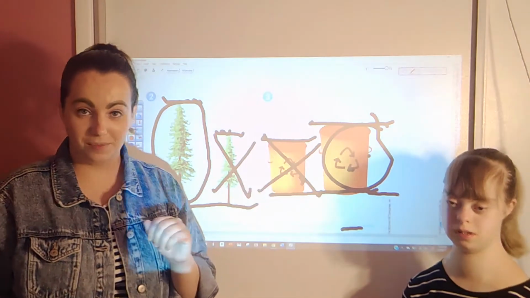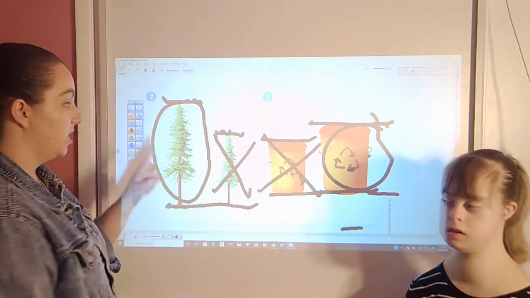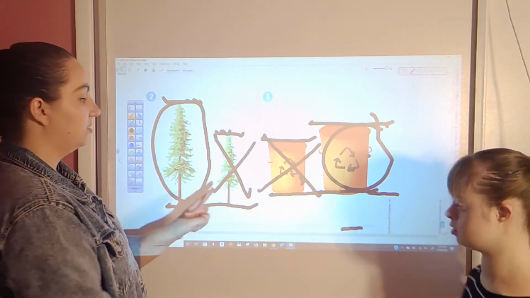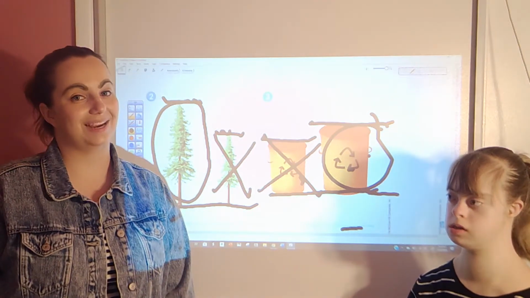On these problems, all the sets of objects had different heights. So we found the taller objects and the shorter objects. We're going to continue with this when we come back.